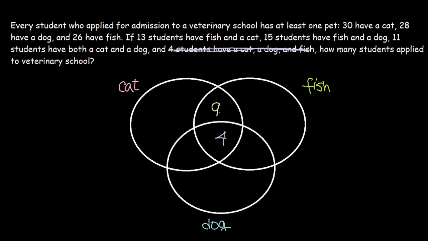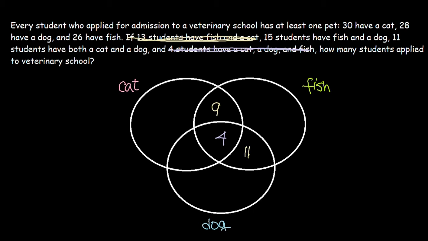Now that clearly makes sense. So cat and fish, how many students have it? 13 in total. 9 only have cat and fish, while 4 have cat, fish, and a dog. So we just used that information. Next information, 15 students have fish and a dog. We're going to do the same thing. We're not going to put 15 here. What we're going to do is 15 minus 4, and that is 11. So we're going to put 11 here.